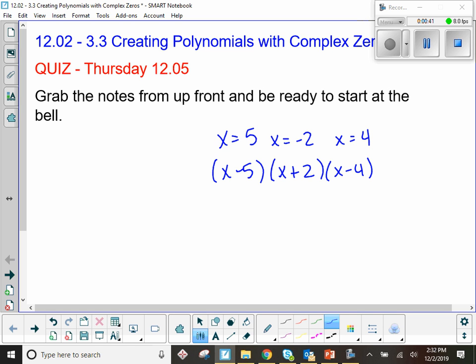And then what would we do to those to write a polynomial? We would multiply them all out. Like we would do FOIL on the first two. And then whatever we got there, we would then multiply by the x minus 4. We'd get a whole bunch of crazy stuff. Be sure it was in standard form, right? Like the degrees were decreasing, and then that would be our answer.